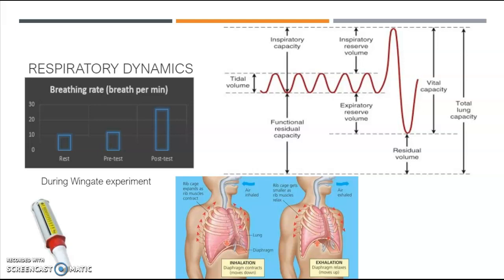A spirometer, seen on the bottom left, this is how it can look, can be used to measure a person's vital capacity. As they blow on the tube, the maximum air that they can get out of their lungs is measured. As seen on the diagram, there is also residual volume and capacity at the bottom.